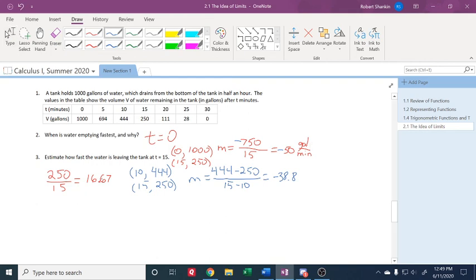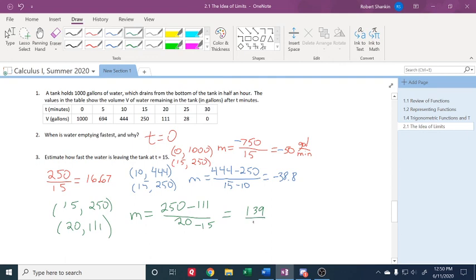So in that case, let's go to green here. Let's go from 15 to 20 minutes, 111 gallons. Then the slope here is going to be 250 minus 111 over 20 minus 15. And this turns out to be what?